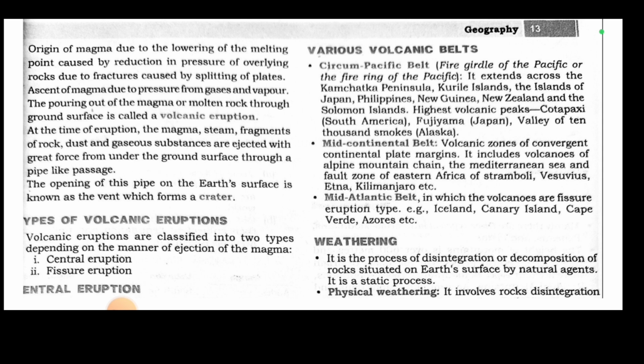The pouring out of the magma or molten rock through the ground surface is called volcanic eruption. At the time of eruption, the magma, steam, fragments of rocks, dust and gaseous substances are ejected with great force from under the ground surface through a pipe-like passage. The opening of this pipe on the earth's surface is known as a vent, which forms a crater.